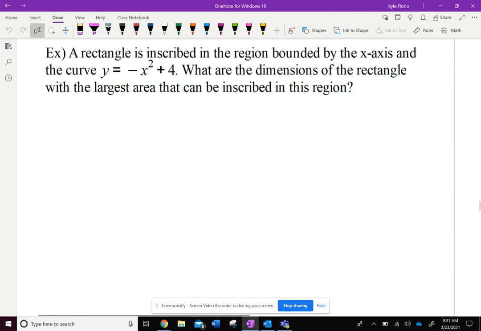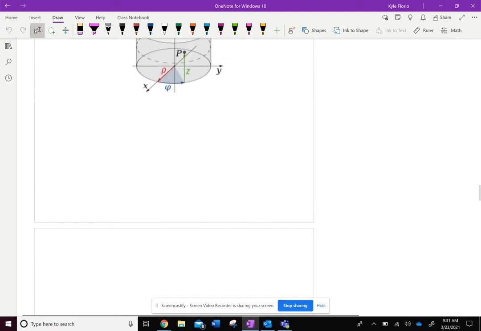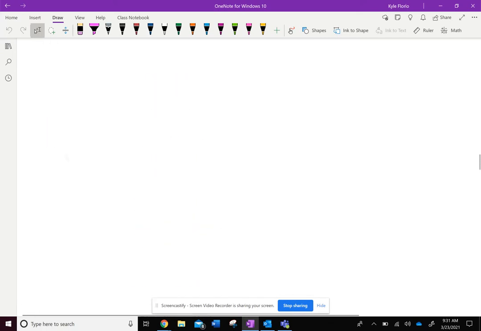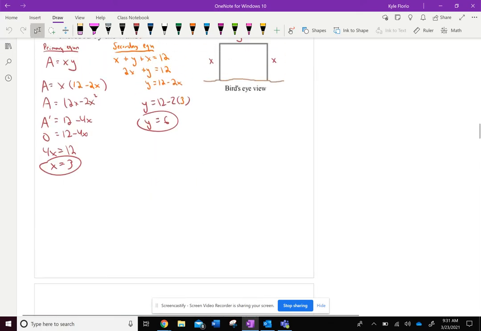The question says, a rectangle is inscribed in the region bounded by the x-axis and the curve y equals negative x squared plus 4. What are the dimensions of the rectangle with the largest area that can be inscribed in the region? It seems like a tricky question, but just keep going back to those rules or those steps that we talked about last time.